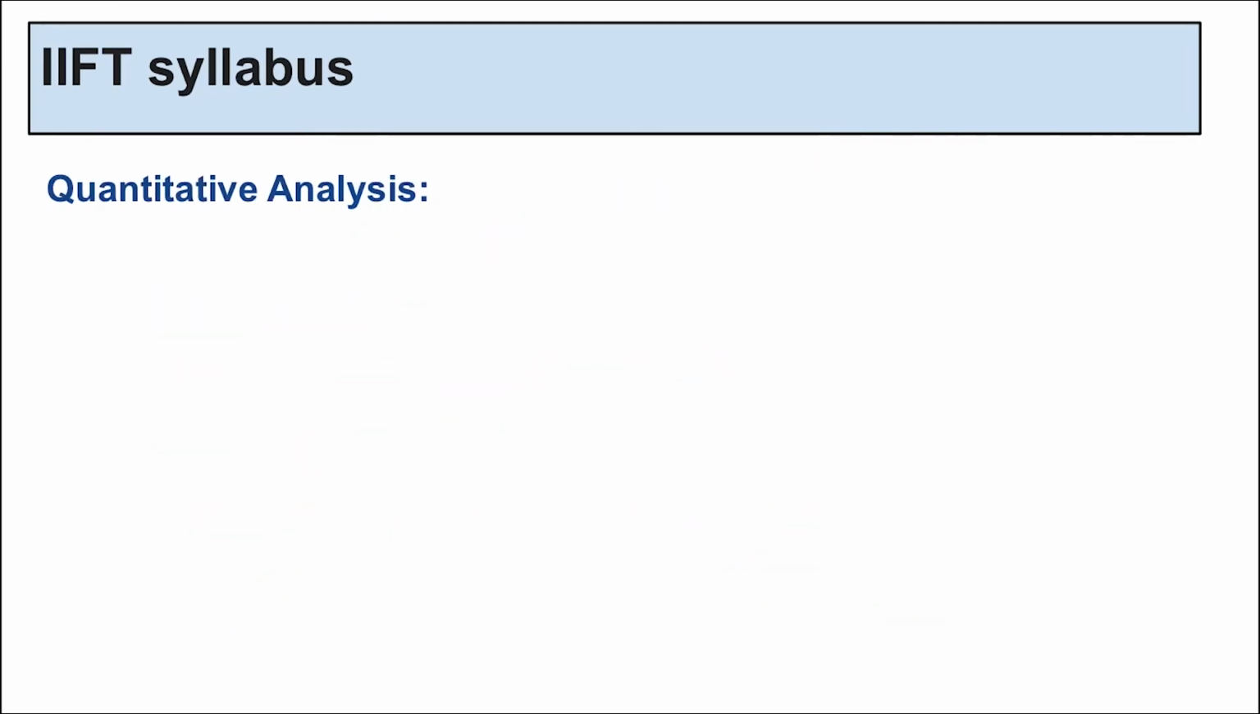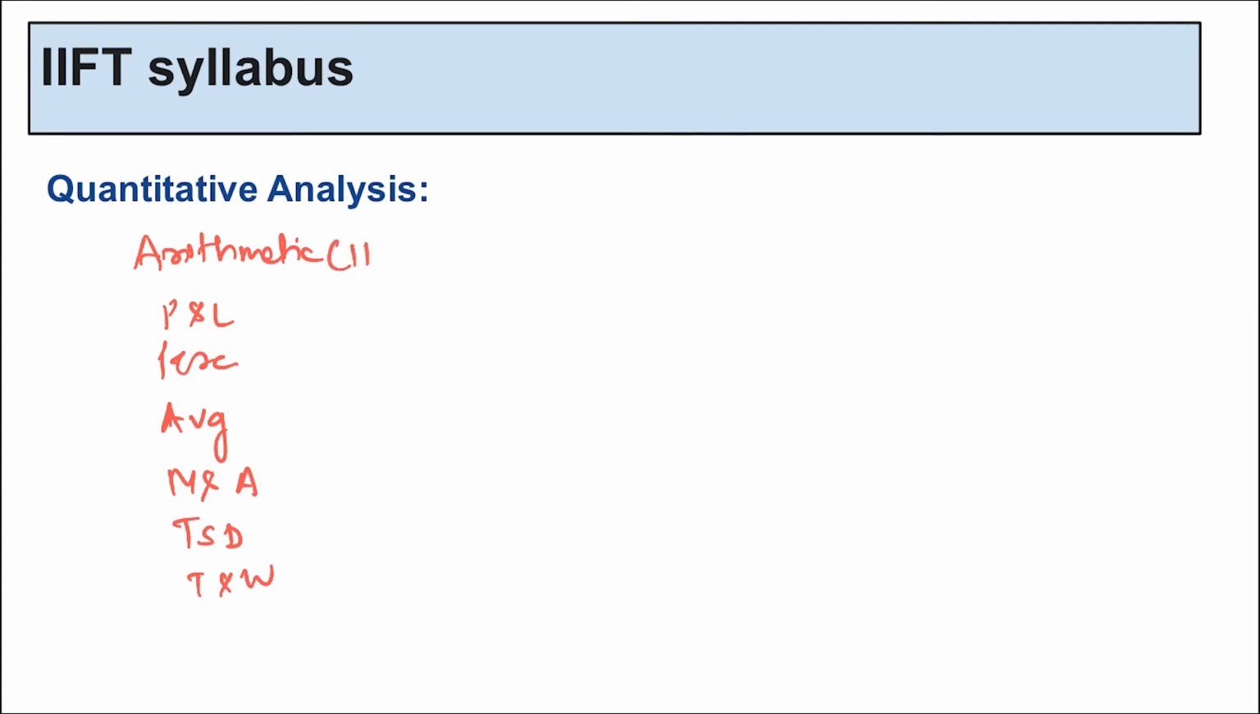Next, let's talk about the quantitative analysis. Basically I can say that arithmetic, which consists of your profit and loss, percentages, your averages, mixtures and alligations, your time, speed, distance, time and work, all of it is covered under your arithmetic. A total of 11 questions were asked this year out of 25 on arithmetic, so it forms the bulk of it. If you really need to clear the sectional cutoff as well as do good in this section, arithmetic has to be your strong point.